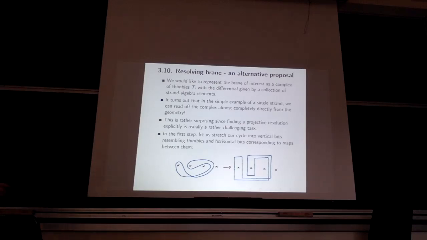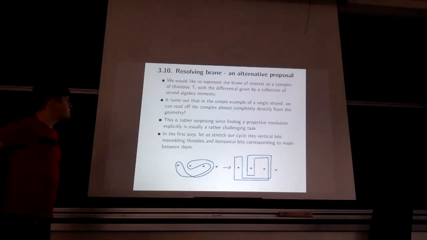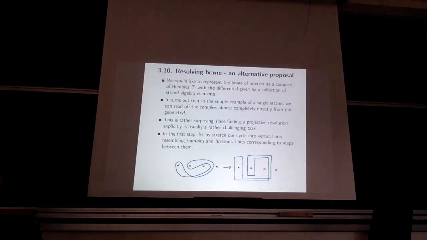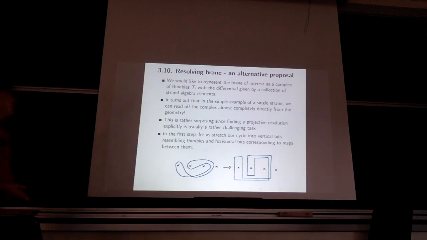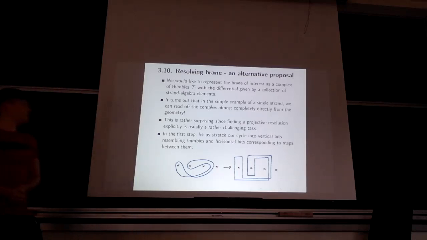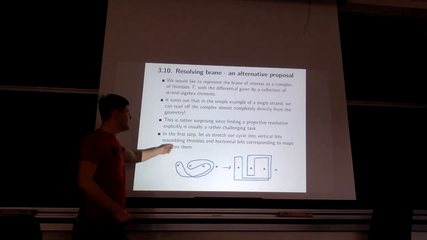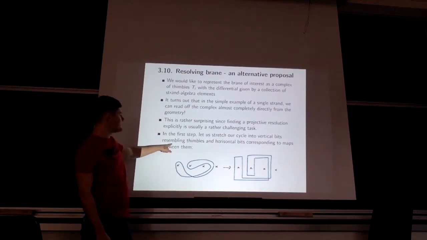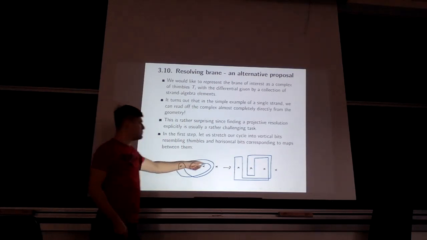Right, so we would like to present the brane of interest as a complex of thimbles with a differential given by a collection of strand algebra elements. And it turns out that in this simple example of a single strand, because we've been dealing with a single strand so far, we can read off the complex almost completely directly from the geometry. This is rather surprising, since finding projective resolutions explicitly is usually a rather challenging task. So we are first going to stretch our cycle into vertical bits resembling the thimbles, which are these, and the horizontal bits corresponding to the maps between them.